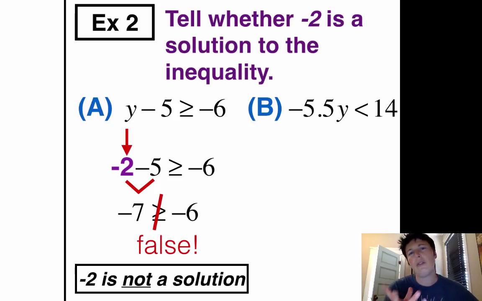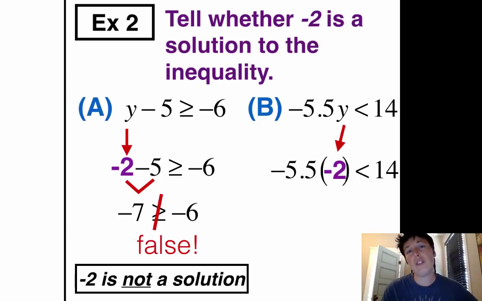But new inequality: negative 5.5y is less than 14. Okay, same story. We're going to replace the y with negative 2. So now we have to do negative 5.5 times negative 2 is less than 14. We're going to multiply those together. With your calculator is fine if you need your calculator. If you can do it in your head, that's great. Negative times a negative is a positive. 5.5, if you double it, times 2 is 11.